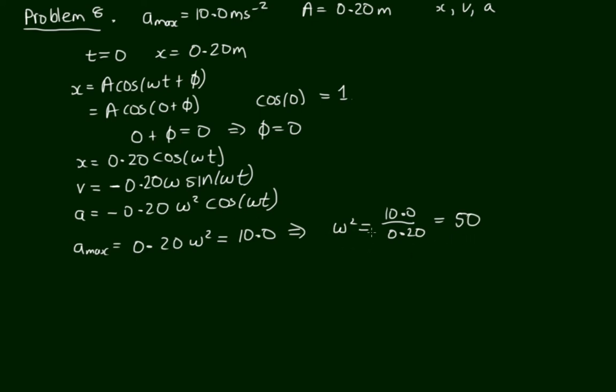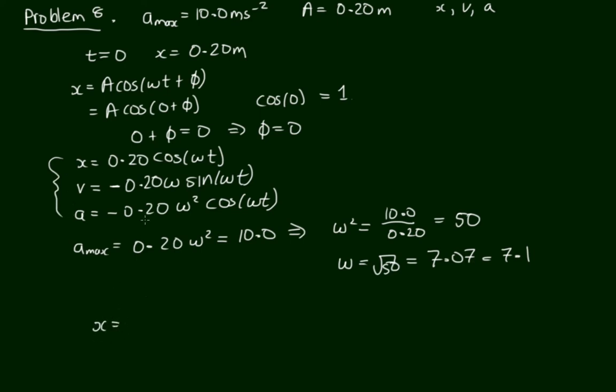Okay, so we can work out omega now. So omega is equal to the square root of 50. And if we work that out on the calculator, we end up with 7.07, which is equal to 7.1 to 2 significant figures, as the amplitude was only given to 2 significant figures. Okay, so now we can substitute everything into these expressions here to give our final expressions.